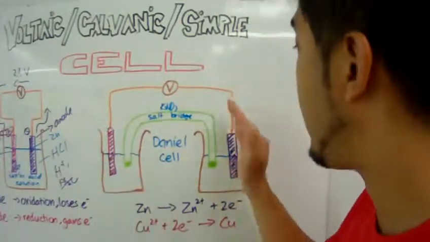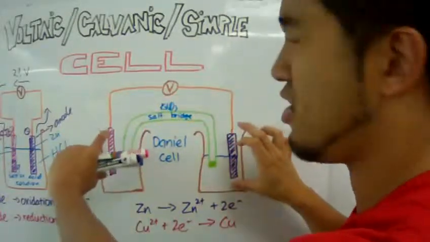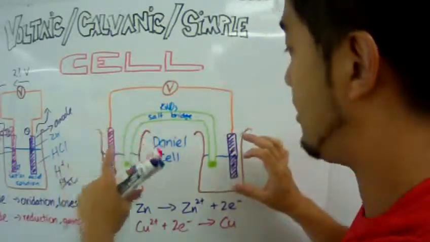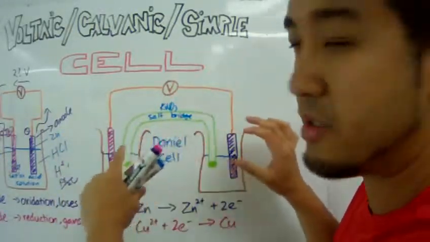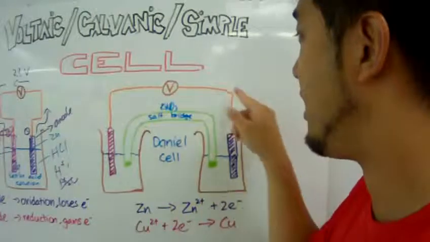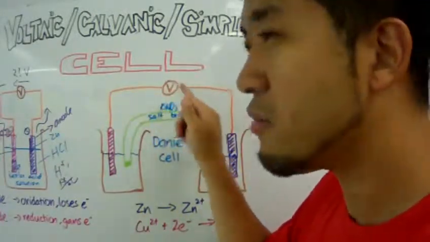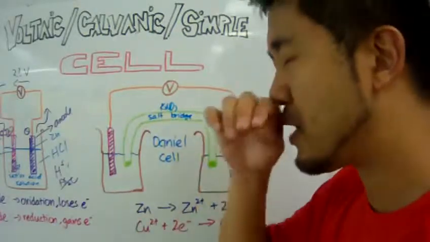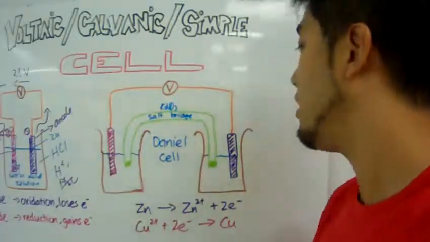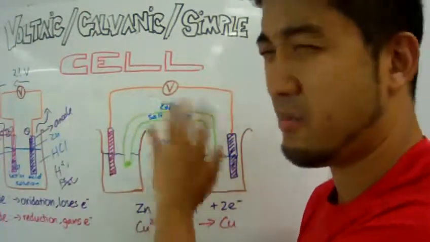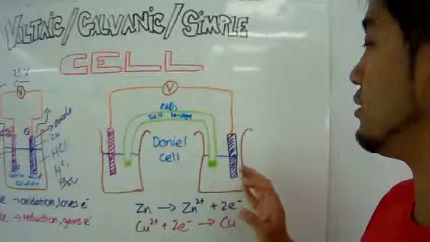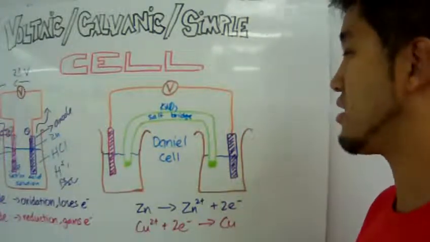You have electrodes in each beaker, and these electrodes are made of different things. I'm going to use two reactive metals in this case, and they're connected by a wire, usually copper. In the middle you have a voltmeter, which takes readings of the electrons passing through, and the output of those readings on your screen will be in volts. And you have a salt bridge. The salt bridge is also very important. What's going to happen is that the more reactive metal will start the reaction.